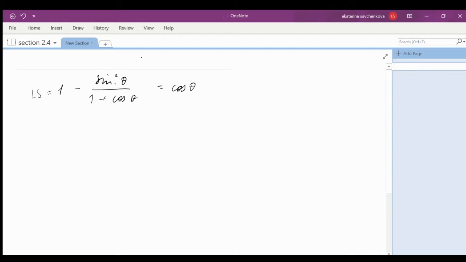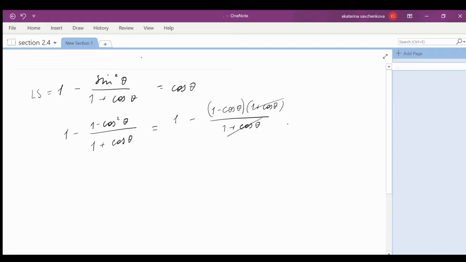First, I'm going to use Pythagorean identity on the top. So it's 1 minus cosine square of theta divided over 1 plus cosine of theta. I'm not going to copy this. I'm just going to continue working with this expression. I'm not going to bring to common denominator. I'm going to use the formula a minus b. So it's 1 minus cosine of theta, 1 plus cosine of theta, divided over 1 plus cosine of theta.